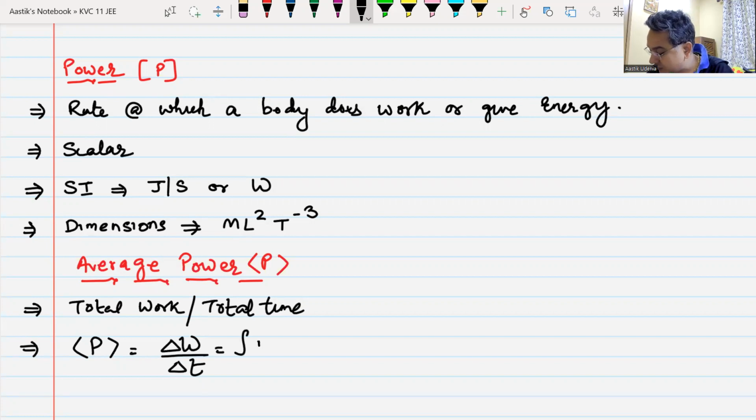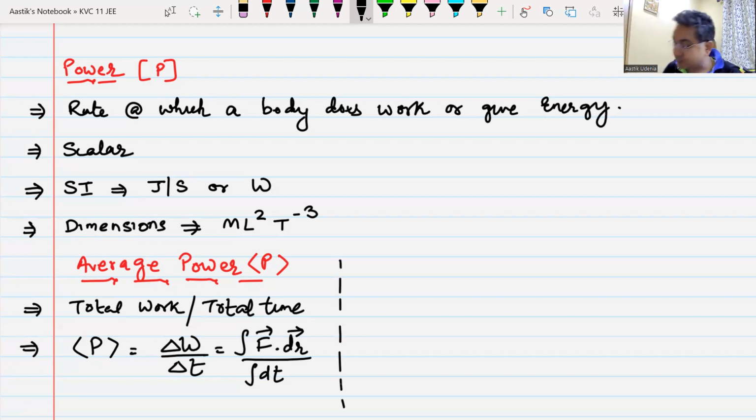To write total work, you can write it as integral of F dot dr or F dot ds, divided by total time, which can be written as integral dt. So you can write it in this fashion also. Total work divided by total time. Do we understand this? Okay. Now, whenever we have average power, we have one more power which is known as the instantaneous power.